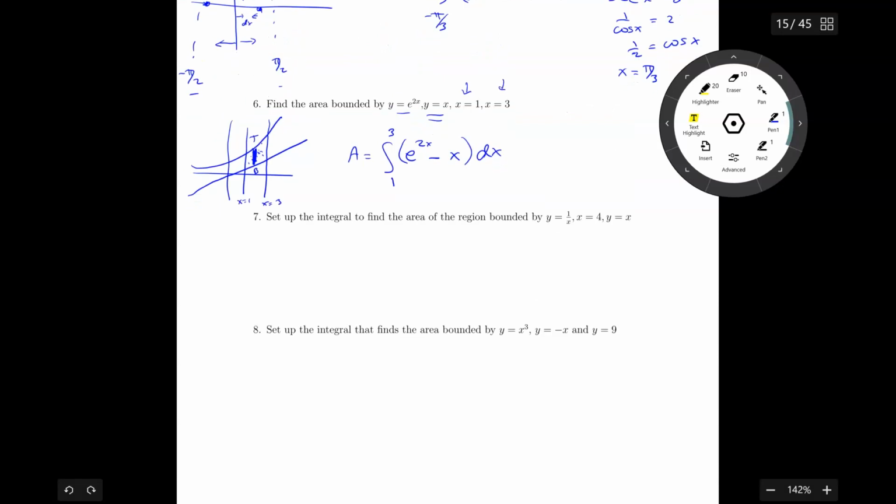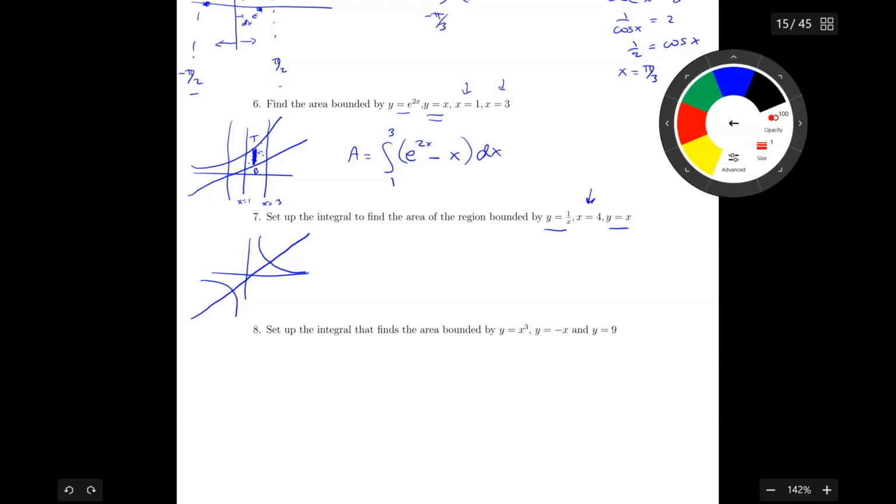All right, let's just finish off these last two. So y equals 1 over x looks like this, and y equals x. So I've got this graph and this graph. Now let's try and get x equals 4. x equals 4 is a vertical line. Let me change colors here. So x equals 4 gives me this line.